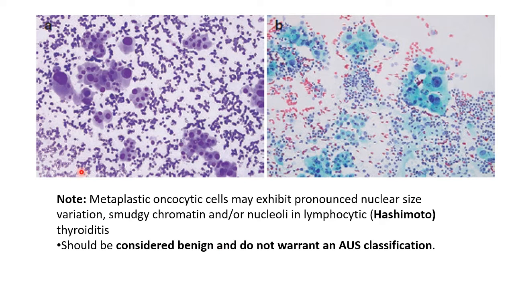And please note that in case of Hashimoto thyroiditis or lymphocytic thyroiditis, the metaplastic oncocytic cells can have pronounced nuclear size variation. They can have enlarged nuclei, smudged chromatin, and nucleoli can be present in some cases. So these cases should be considered benign. They should not be classified under the AUS category if you have a straightforward case of lymphocytic thyroiditis.